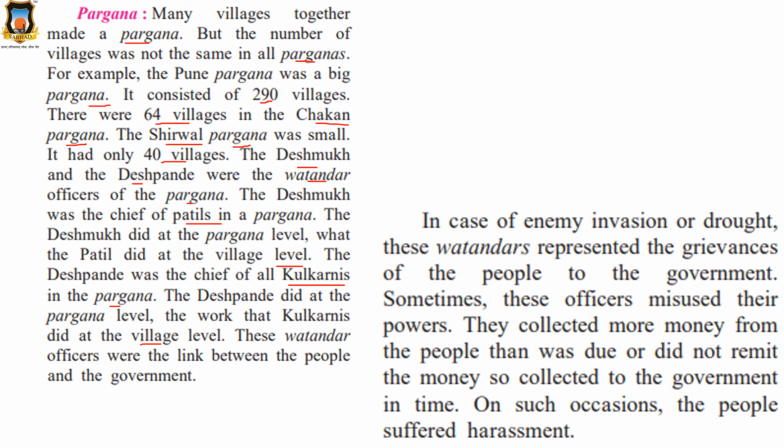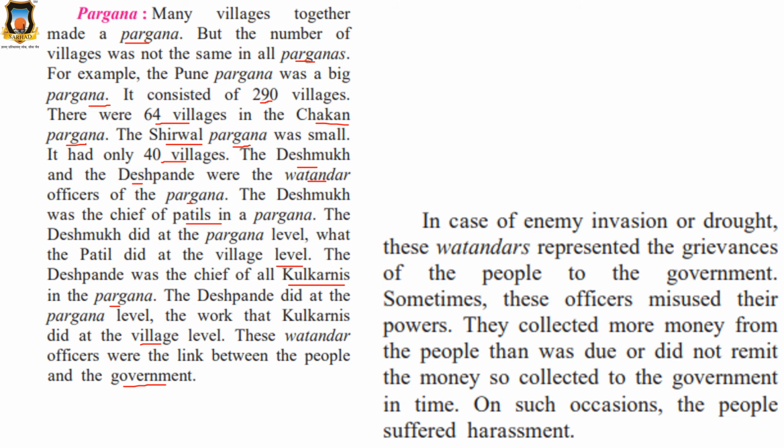Understood? These Vatandar officers were the link between the people and the government. Yes, these Vatandars, they worked for the government and for the people also. They were the link between the government and the people.